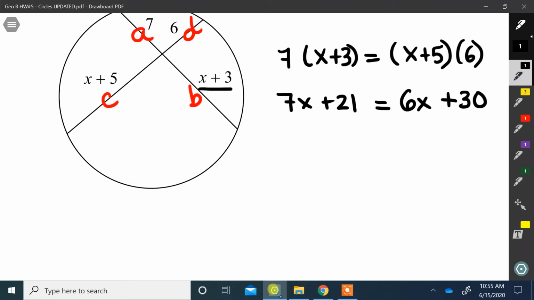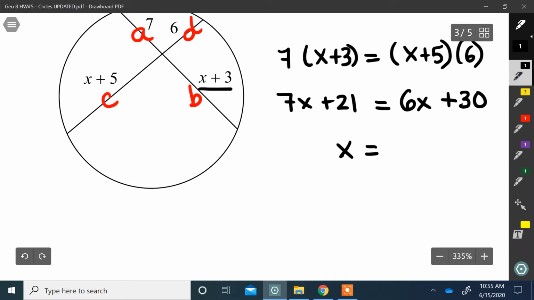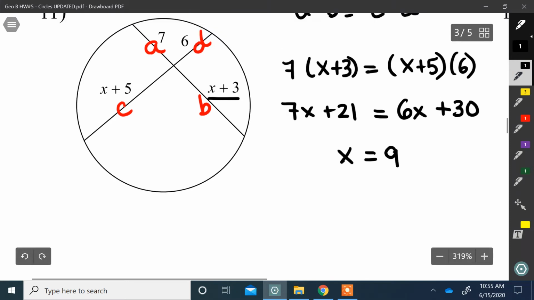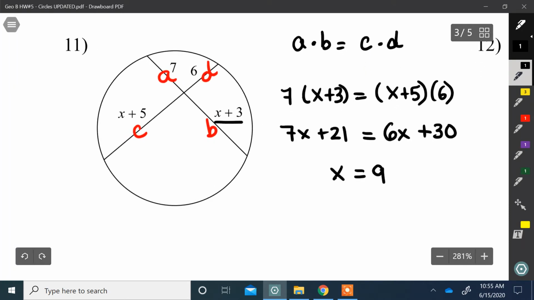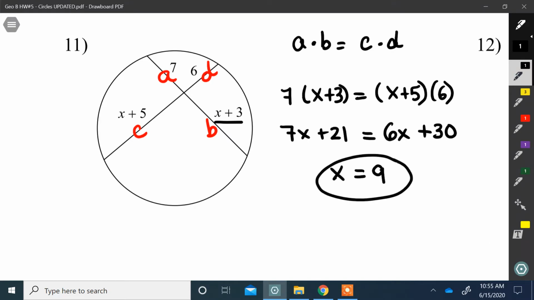Subtract 6x on both sides, you get x on this side. Subtract 21 on both sides, you get 9 on this side. Okay, so that means that x is equal to 9. If you want to verify that, go ahead and do it on a piece of paper and just subtract the 6x and the 21, and you will see that you actually get 9. But I just did it in my head because I want to save some time on the algebra.